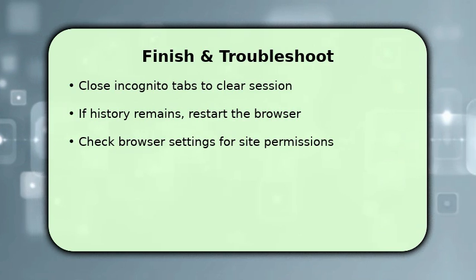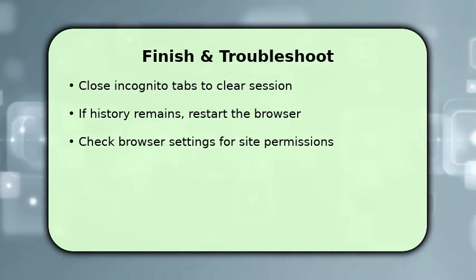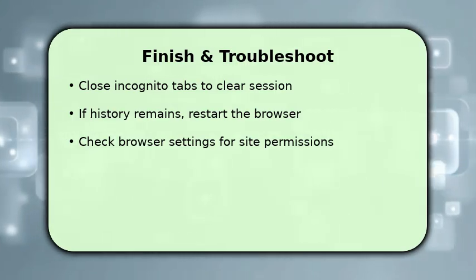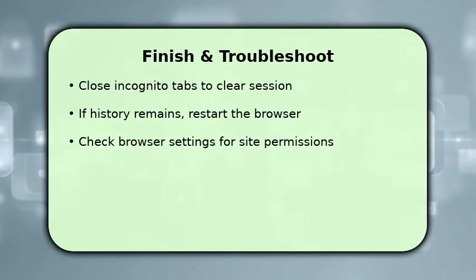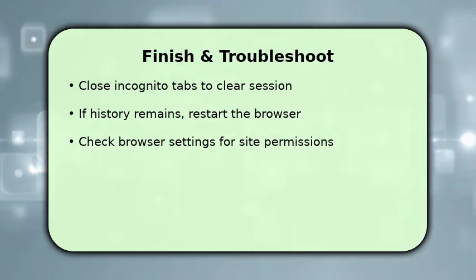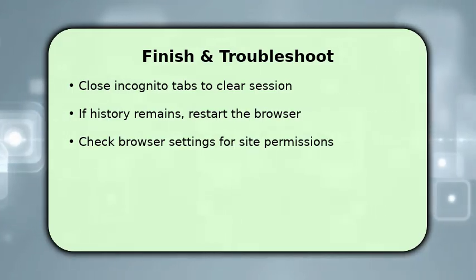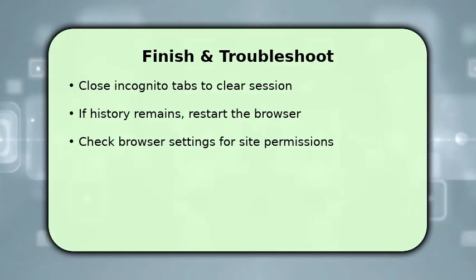If you find history or logins persisted, make sure you weren't in a normal tab. Restart Chrome to force a fresh state. If pages still track you, check site permissions and extensions. Some allowed permissions or downloads can leave traces. If issues continue, update Chrome and try again. Updates often fix privacy glitches.